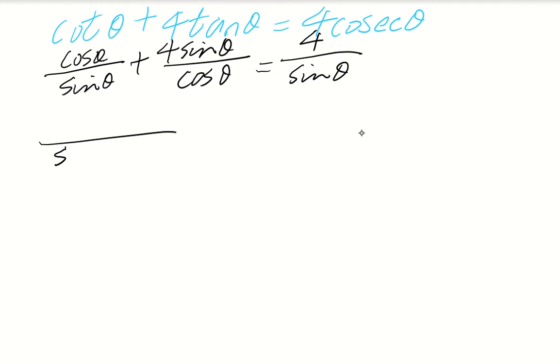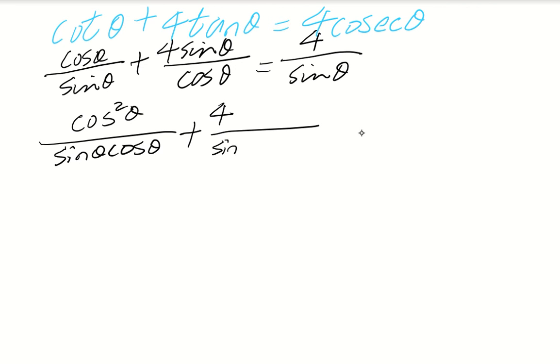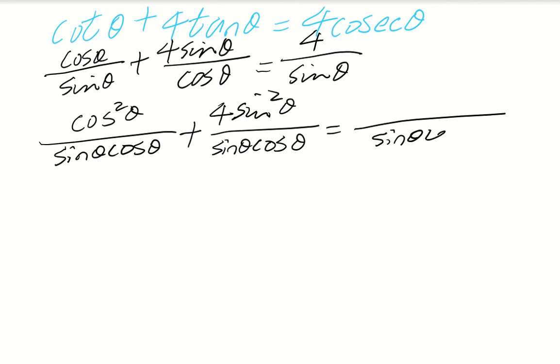So I'll have sine theta, cos theta. I've multiplied cos theta on the bottom, so I'm going to multiply cos theta on the top. Therefore, I've got cos square theta. Then I have 4 over sine theta, cos theta. I multiply sine theta on the bottom, therefore multiply sine theta on the top. In which case, I have 4 sine square theta. Then sine theta, cos theta. On the top would be 4 cos theta.